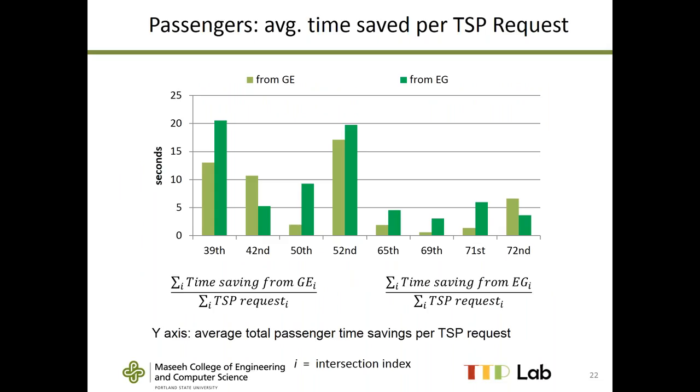In this slide, on the y-axis, we have the average total passenger time savings per TSP request, and at the bottom, we have the different intersections. Even though green extensions have a much higher potential payoff, because it's so much harder to actually benefit from one, we see that the benefit, on average, is higher from early green phases. And that's fairly consistent in most intersections, like 39th, 52nd, 65th, 69th, 71st. There are only two intersections, 42nd and 72nd, where green extension actually outperformed early green in terms of average time saved per TSP request.